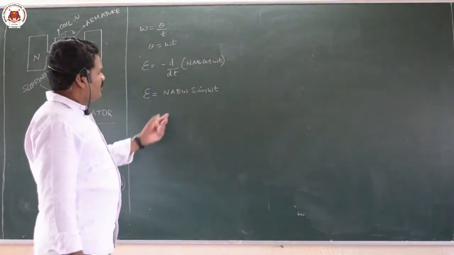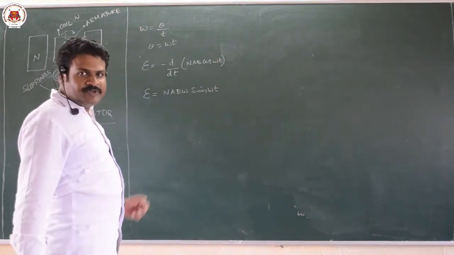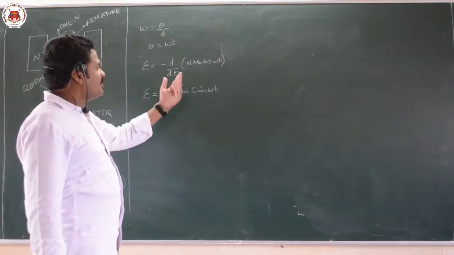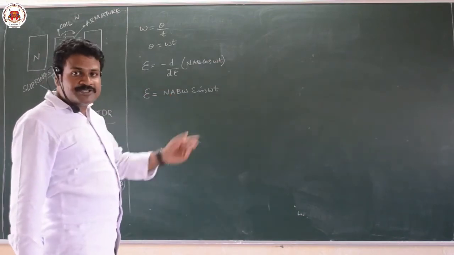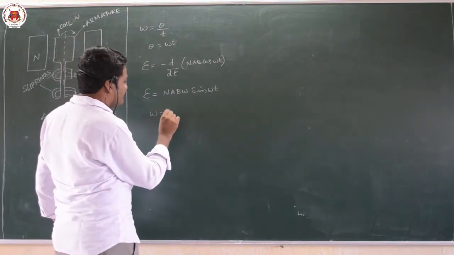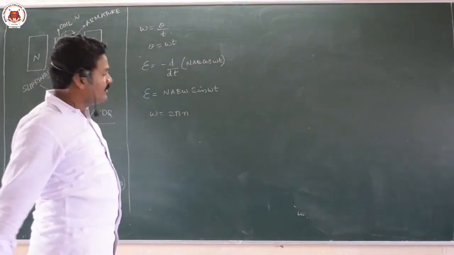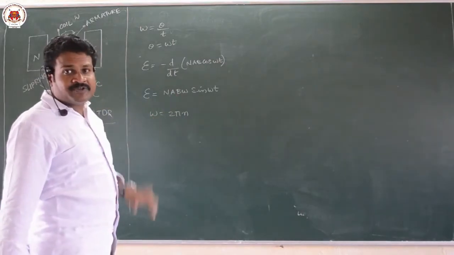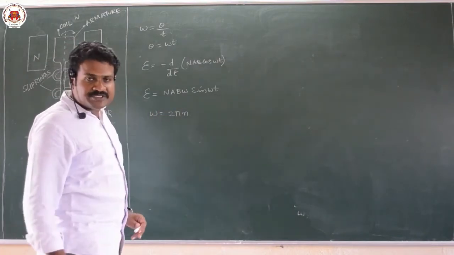In some countries they will take the frequency as 50 hertz. In India we take the frequency as 50 hertz. In other countries they take 60 hertz. This omega you can again write as 2 pi n, where n is called the frequency of rotation. Omega is called the angular frequency. So when a coil is rotated between two strong magnets, we will get EMF.